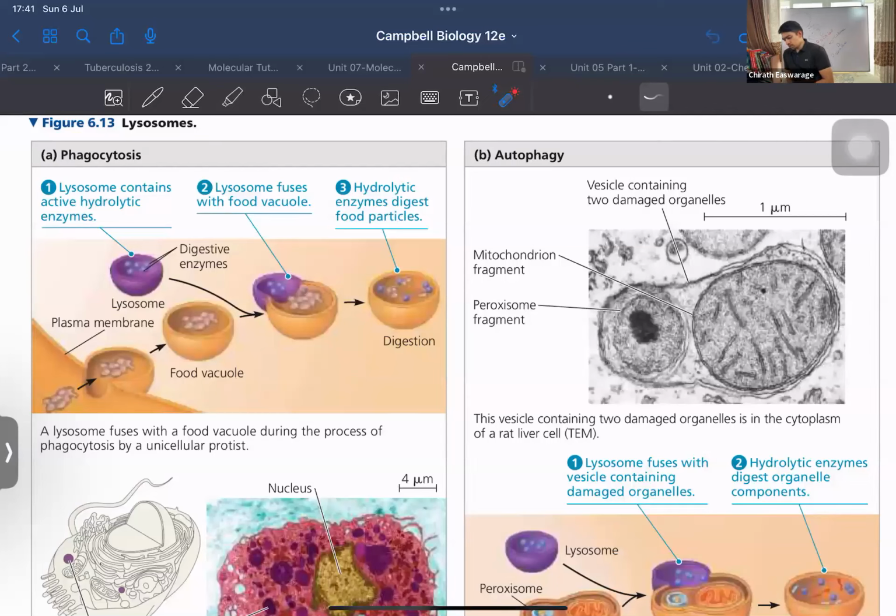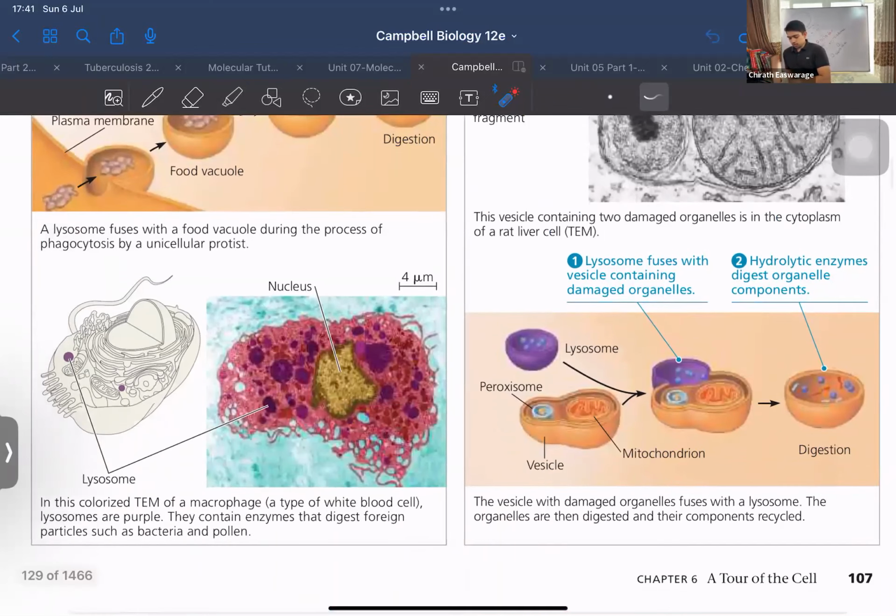Something additional, I'll explain it to you. Not only macrophages, not only these white blood cells. Have you heard of amoeba? Amoeba is a unicellular protozoa. They also eat by phagocytosis. They go near a food particle and they surround it, and they take it inside. Then they digest it with lysosomes.